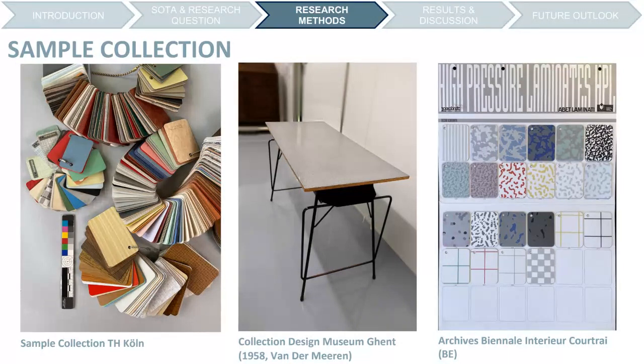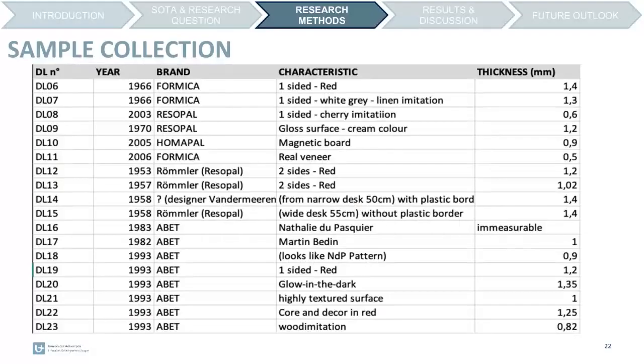It was decided to compose a sample collection on which research could be carried out. It was important to be able to date these samples and, if possible, to place them in their context. I felt grateful to be able to work with the sample collection of the University of Cologne, some objects of the Design Museum Ghent, and also sample books found in the archives of the Biennale Interieur of Kortrijk. All these samples result in this overview.